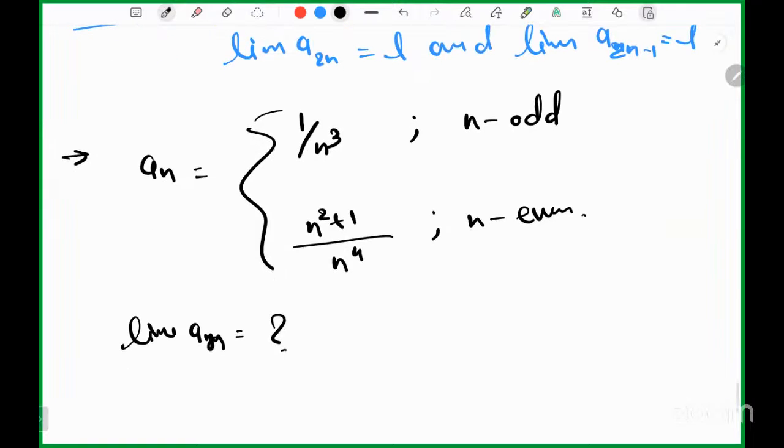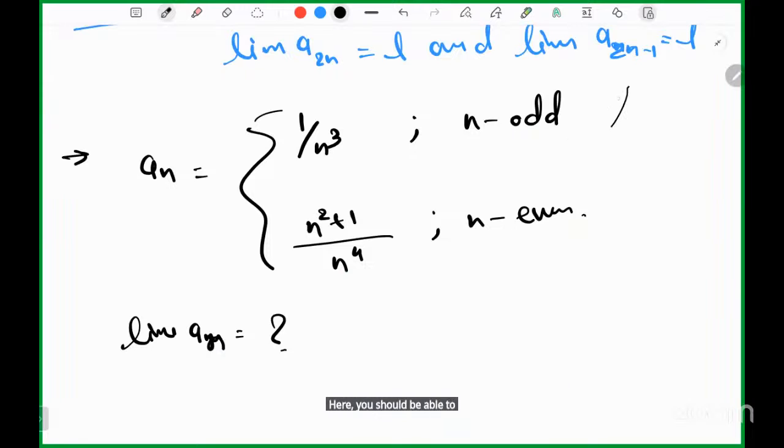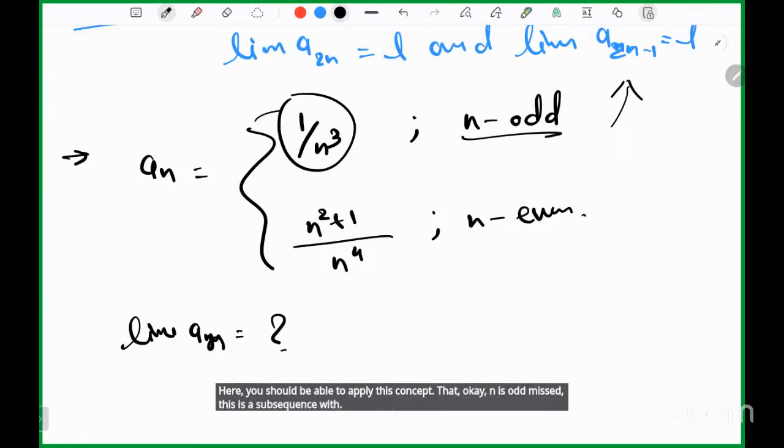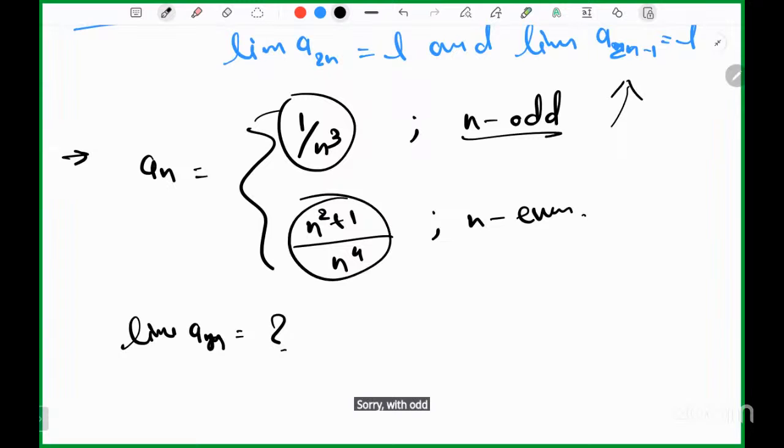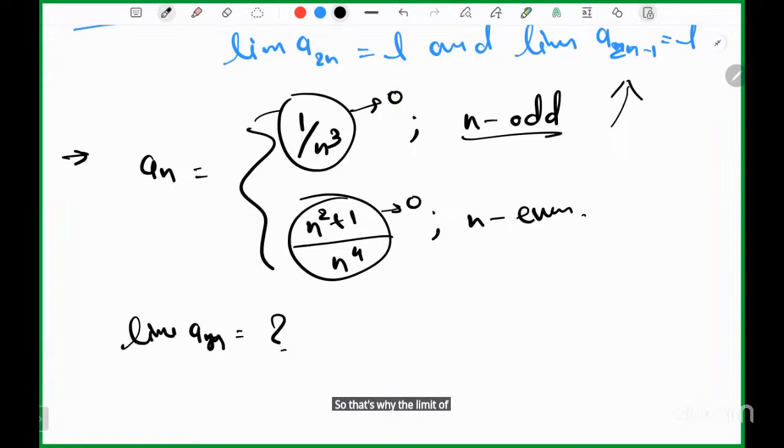In such a kind of sequence, you think there is no starting point. How can we think? Here you should be able to apply this concept: n odd gives a subsequence with odd terms, and this is another subsequence with even terms, and you have to figure it out. This is going to 0, this is also going to 0, so both subsequences go to 0. That's why the limit of the sequence will become 0.